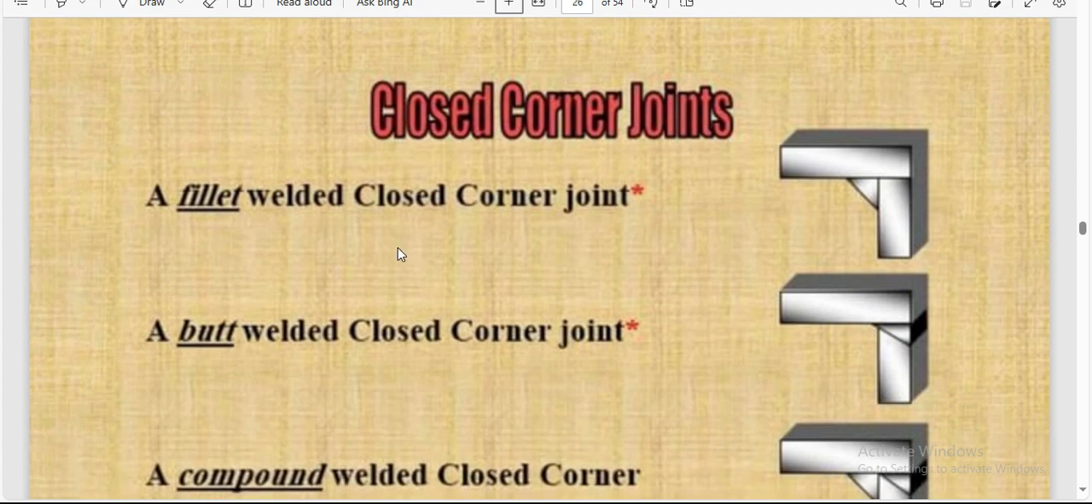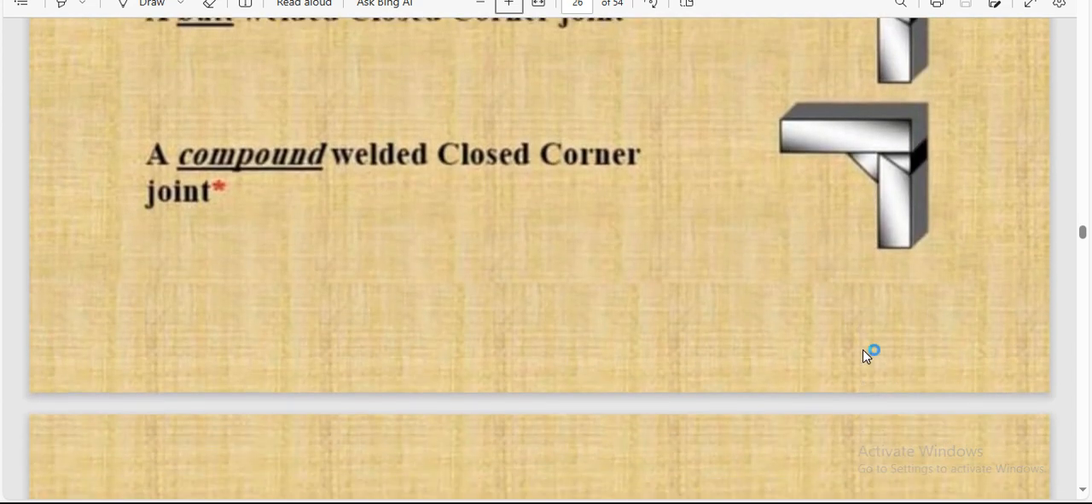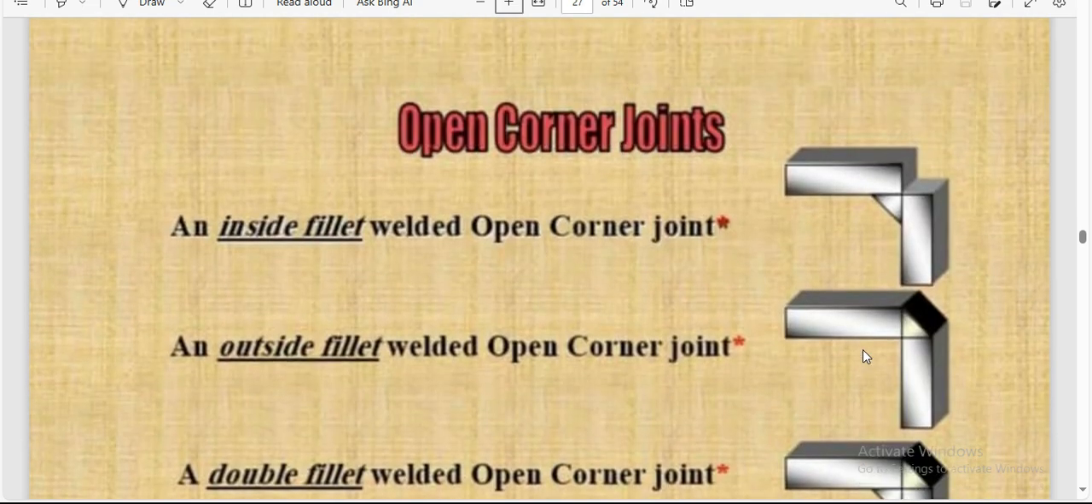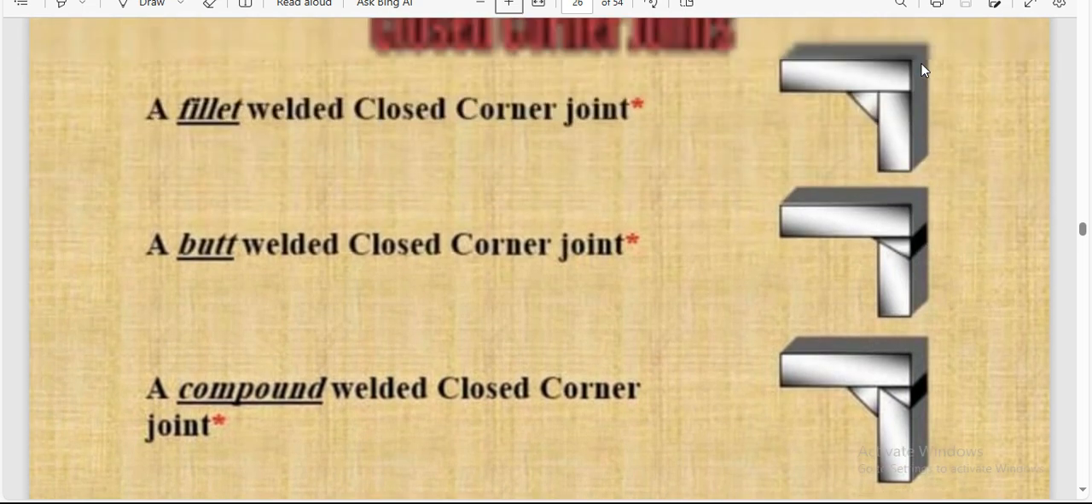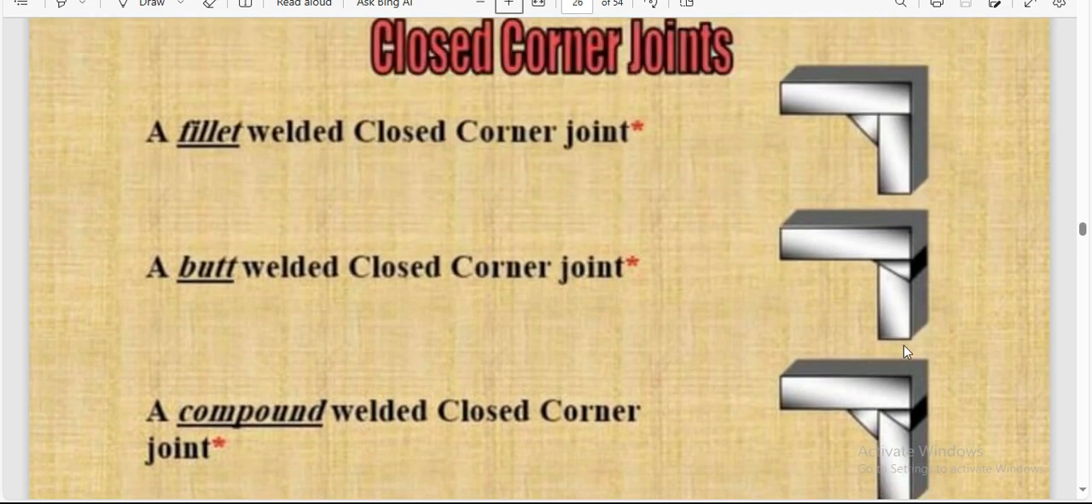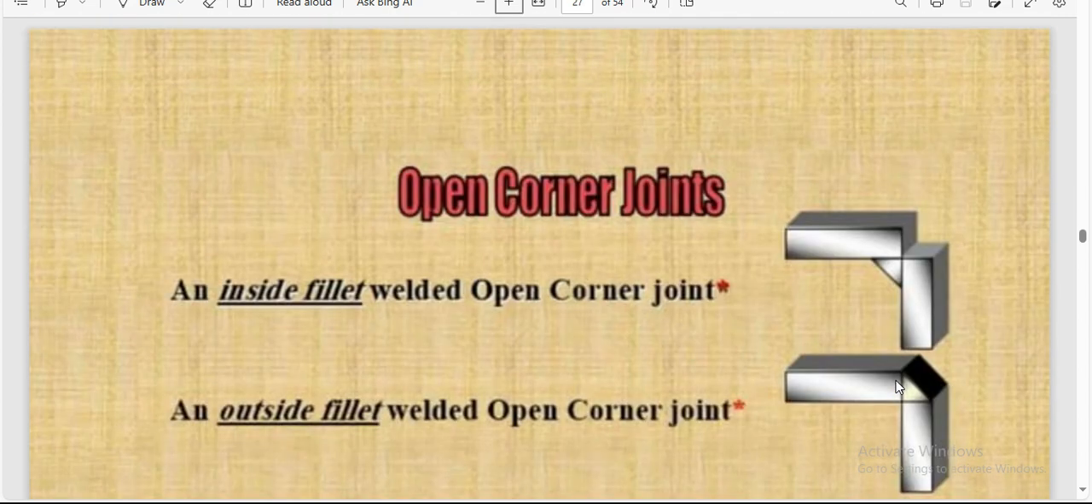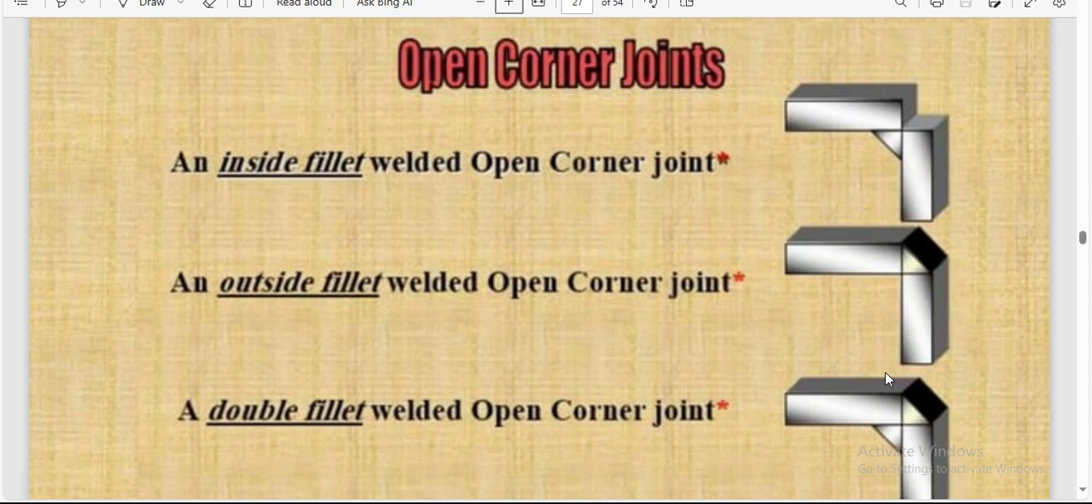A fillet welded closed corner joint, like in this one, is a butt joint that is closed. You can see those pictures. Open corner means the corner of this one is open. On the closed one, the corners are closed. See this, the main difference: this one is closed, not open, and you can see it's open here. Due to this, we call it an open corner joint, not closed. This one is also open after welding. This one is after welding.